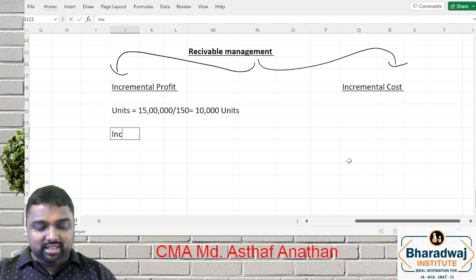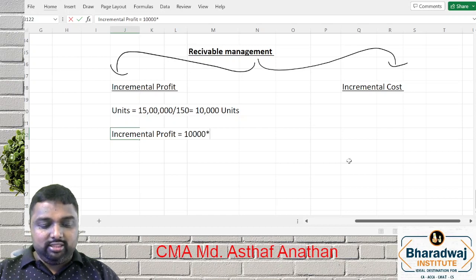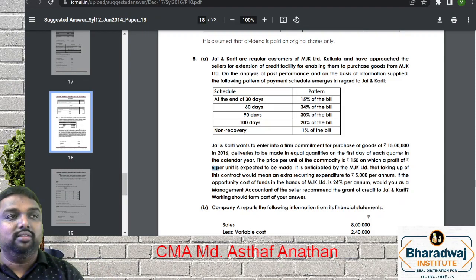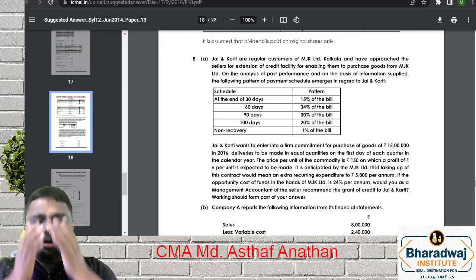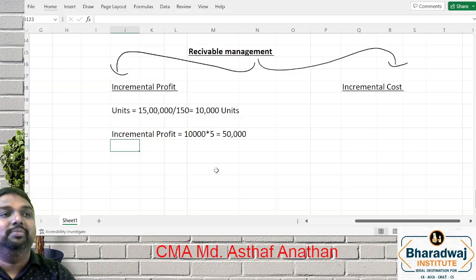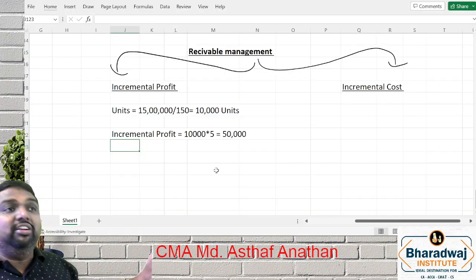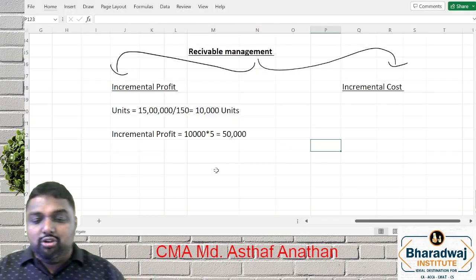So what is the incremental profit? Incremental profit is 10,000 into 5 rupees. You are getting what? 50,000. How 5 rupees? 150 you are selling. You are getting a profit of what? That's all. So on one side your profit is 50,000. Now you have to identify your cost.